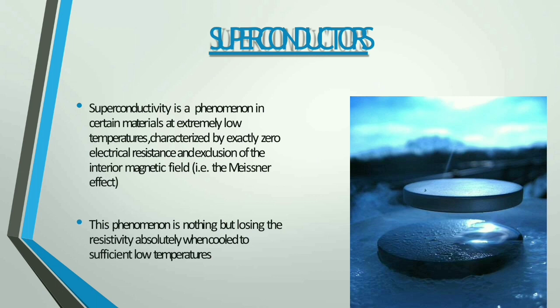Superconductors: superconductivity is a phenomenon in certain materials at extremely low temperatures, characterized by exactly zero electrical resistance and exclusion of the interior magnetic field, that is the Meissner effect. The phenomenon is nothing but losing the resistivity absolutely when cooled to sufficiently low temperatures.